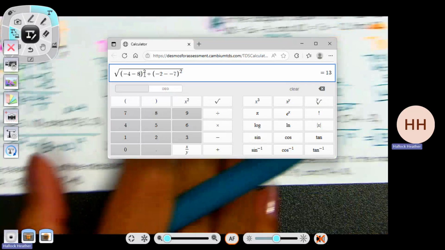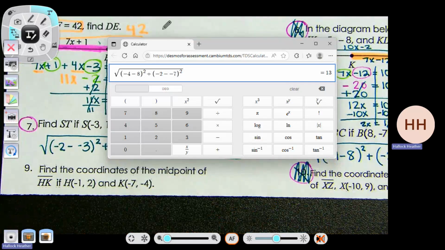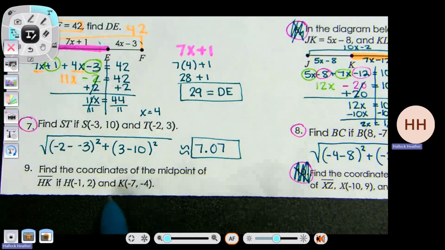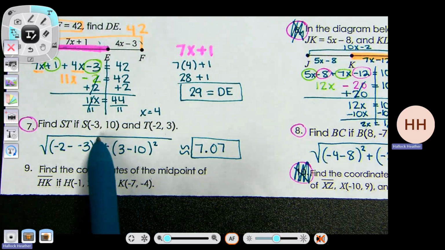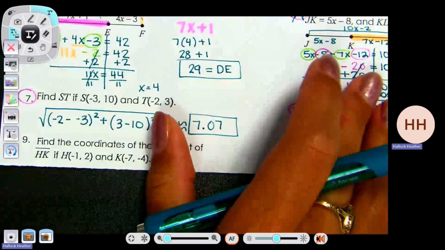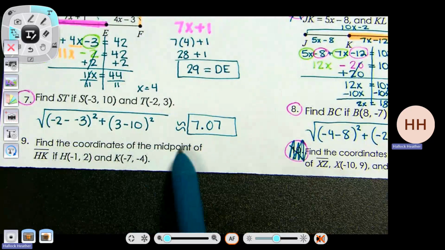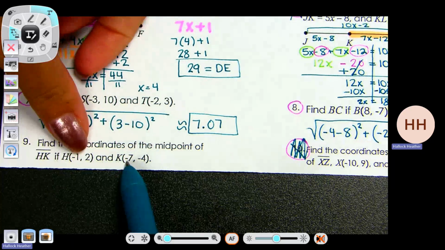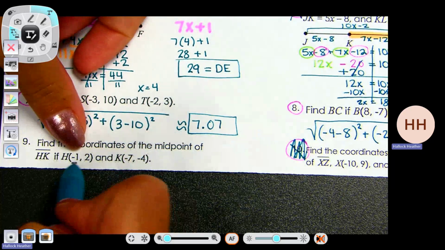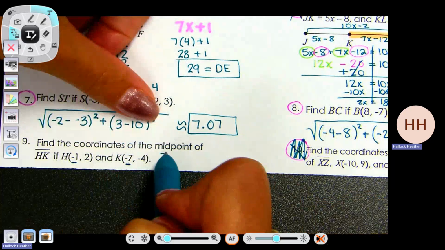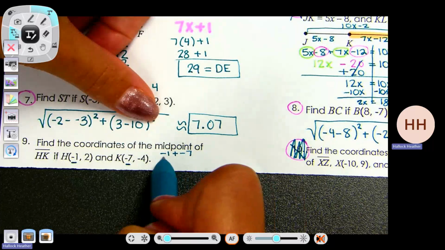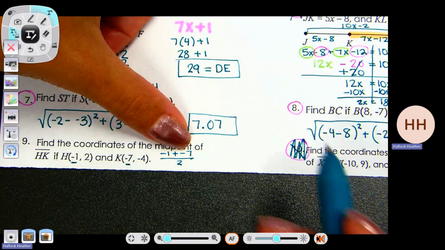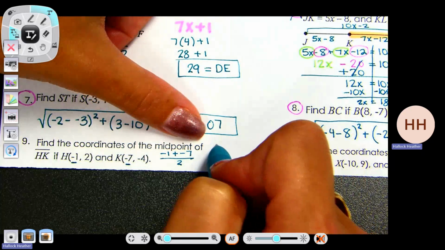Okay. The last one that's actually on the quiz is midpoint of 2 points. You have 2 questions like this. So I basically took my distance formula problem and turned it into a midpoint. That way you don't have to use a calculator. So find the coordinates of midpoint of HK if H and K are this and this. We take our X's and we add them together. So I take -1, I add -7. So -1 plus -7, and then I divide by 2. So -1 plus -7 is -8. -8 divided by 2 is -4.